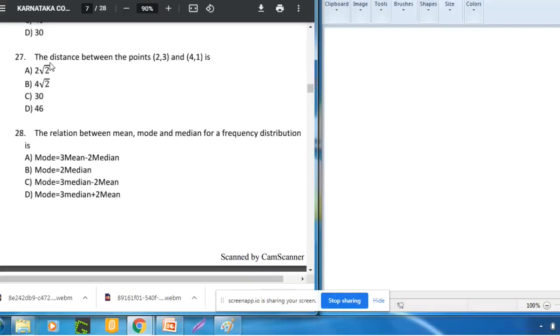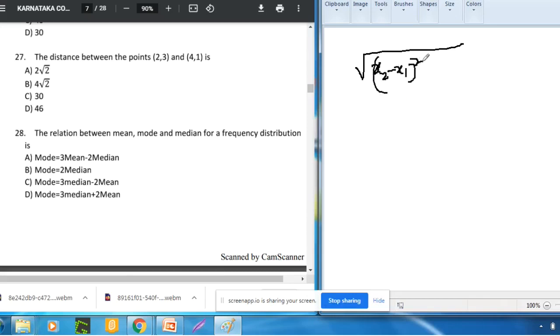27th question. The distance between the points 2, 3 and 4, 1 is. We all know the distance between 2 points formula: root over x2 minus x1 whole square plus y2 minus y1 whole square. The 2 points here are 2, 3 and 4, 1. We have to represent these points with x1, y1 and x2, y2 so that there will not be any confusion.